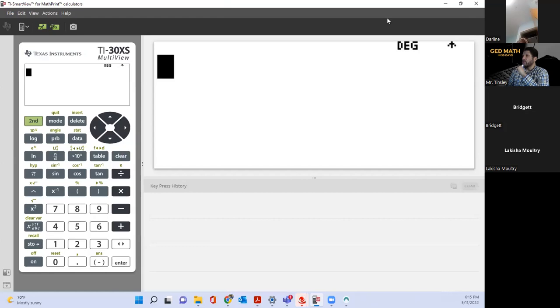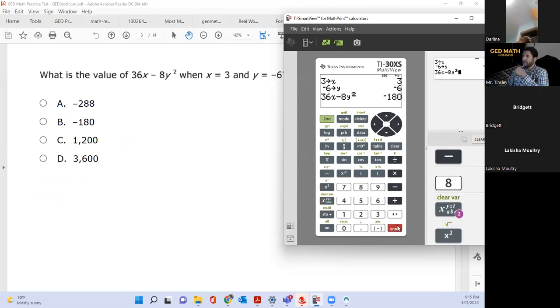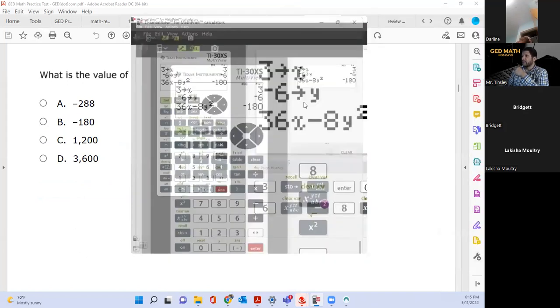Okay, first of all, we're going to store 3 as x. So 3 store x, enter. Y is -6, -6 store. Now this time, in order to get to the variable y, we have to hit the variable button twice. Press enter. Then you just plug it in the way you see it. 36x minus 8. Since we got to get the y, you hit the variable button twice and then squared. Done. 15 seconds.